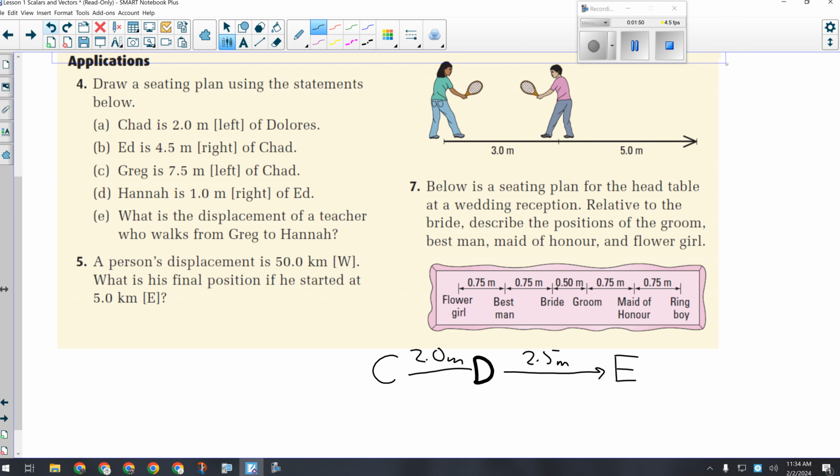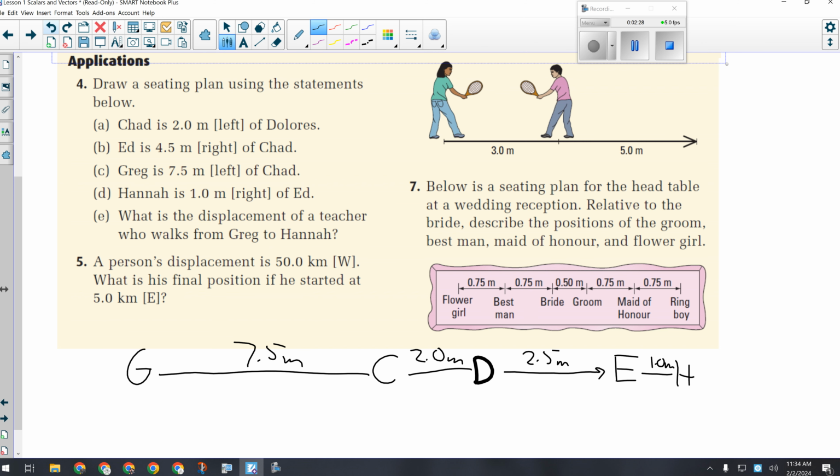Okay, Greg is 7.5 meters left of Chad. And Hannah is 1 meter right of Ed. Okay, who did I need to place before I could put anybody else down? Dolores. Dolores was my reference point. Everyone else was measured from her or measured from someone I placed after her. So Dolores actually was my reference point because everything came from her original referral.